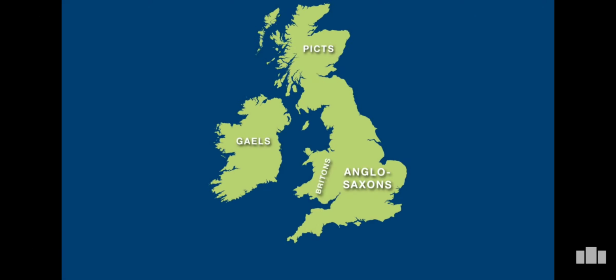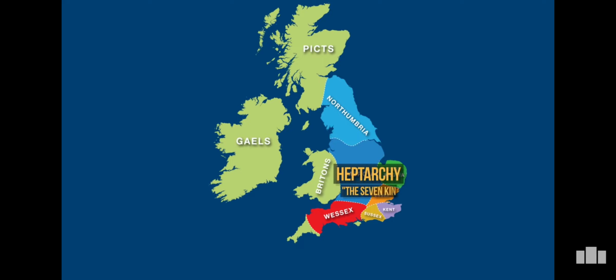Eventually, 7 main Anglo-Saxon kingdoms emerged: the Anglic kingdoms of Northumbria, Mercia, and East Anglia, the Saxon kingdoms of Wessex, Essex, and Sussex, meaning West Saxons, East Saxons, and South Saxons, and the Jutish kingdom of Kent. This is why this period is also sometimes called the Heptarchy, meaning the 7 kings. In reality, though, there was never a time in which all 7 kingdoms were equally strong. For example, throughout much of the Anglo-Saxon period, Mercia was the dominant power.